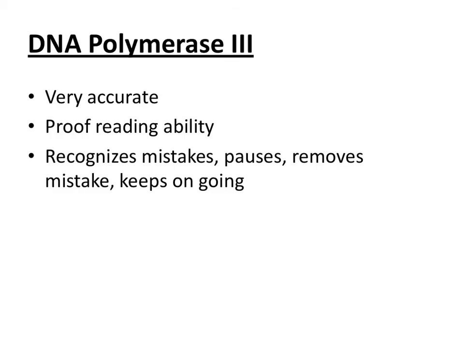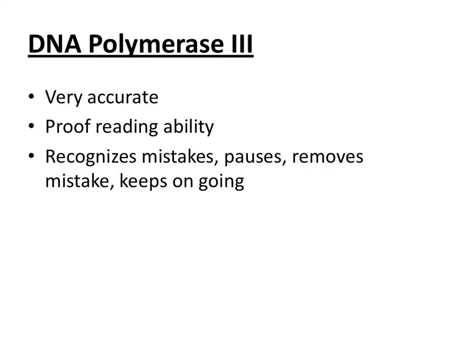Now, DNA polymerase 3 in bacteria has some important qualities. One, it is very accurate in synthesizing a DNA strand. It also has proofreading ability. It can recognize mistakes. Essentially, when it's adding a new nucleotide, it can take a look at the one it previously added. If it made a mistake, it can stop, pause the replication, remove the mistake, and then continue on.